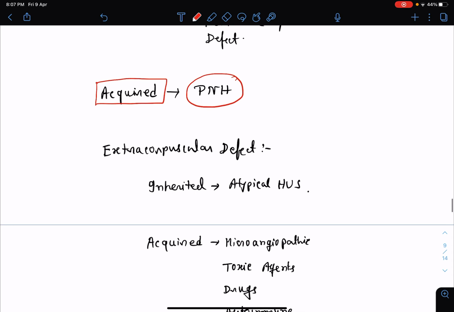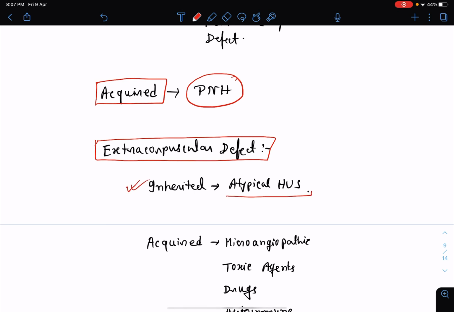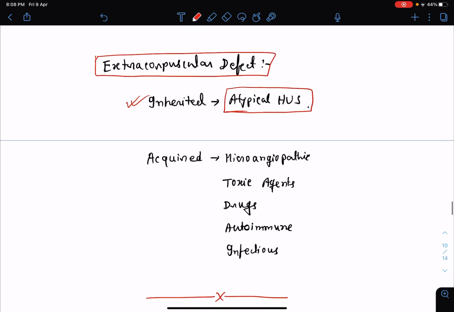Now coming to the extracorpuscular defect. Among the extracorpuscular defect, the inherited cause can be atypical hemolytic uremic syndrome. All these types of anemias I am going to discuss in my subsequent classes. And acquired causes of extracorpuscular defect can be microangiopathic or mechanical destruction of RBCs, may be due to certain toxic agents, may be due to drug induced, may be autoimmune hemolytic anemia, or may be due to certain infections.